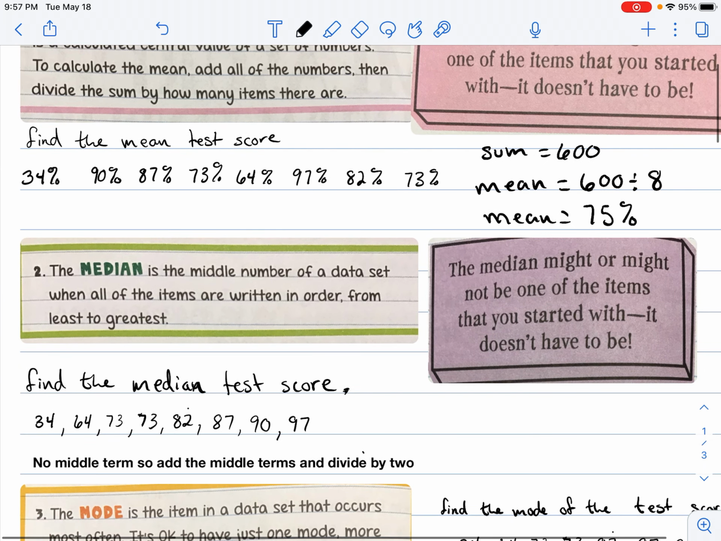Okay, using the same data points, we now want to find the median. The median is the middle number of the data set. Now, if there is no middle number, so if you have an even number, there's not going to be an exact middle. We have 8 test scores, so there's no exact middle. But we can take our 4th and 5th data point, add them together, and divide by 2.